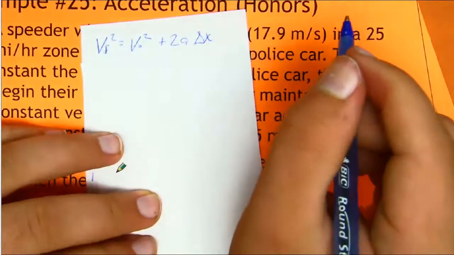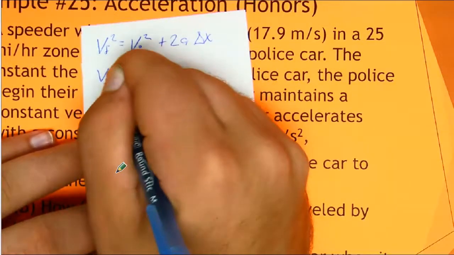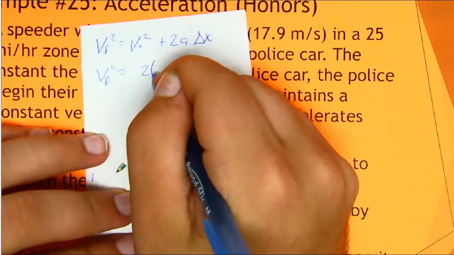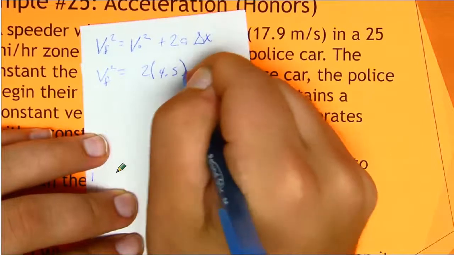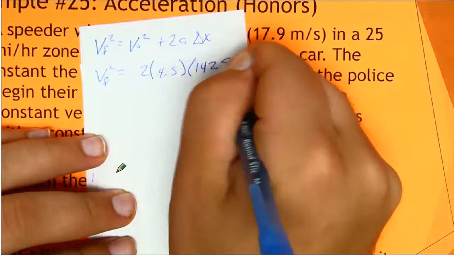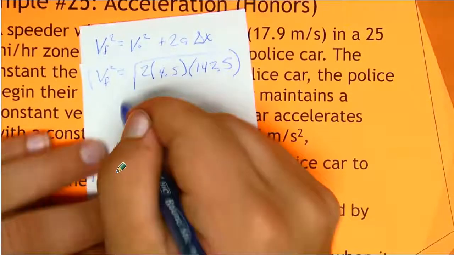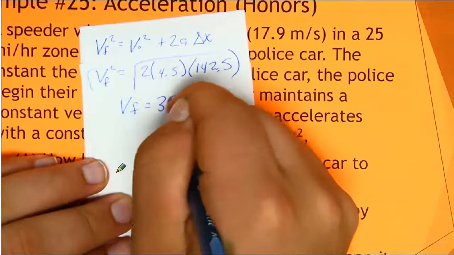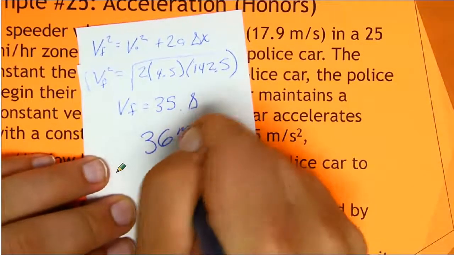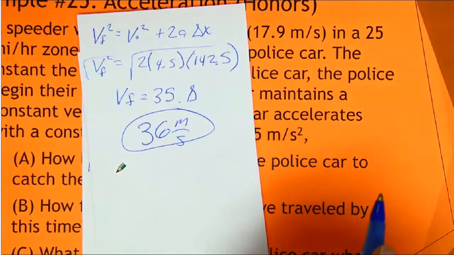So I got to know my final velocity. I know my initial velocity was 0. I know my acceleration was 4.5. And I know my x now. My x was 142.5. If you plug it in and take the square root, the final velocity, I got to be 35.8. But if you look at sig figs, 36 meters per second.